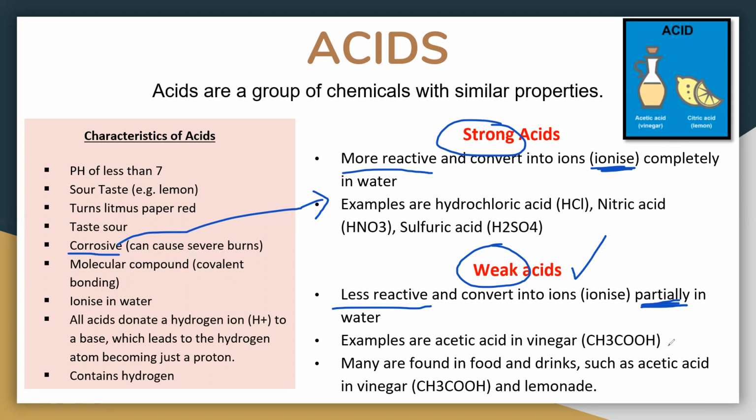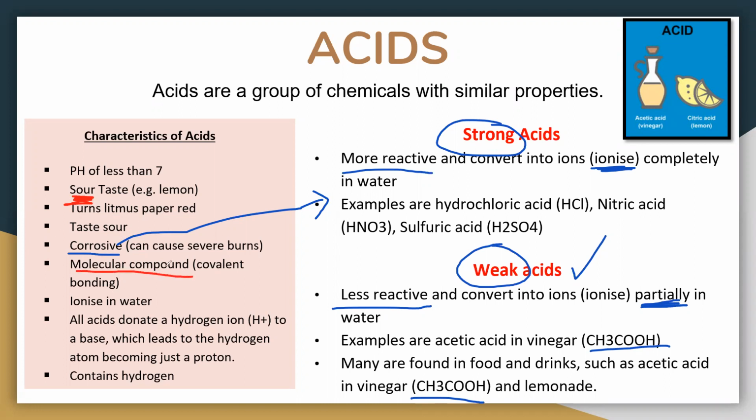Okay, and this is just the chemical formula for acetic acid in vinegar. Okay, some other characteristics of acids is that they have a pH of less than 7. And we'll have a look at the pH table in the next slide. They tend to have a sour taste. Okay, if you've ever had lemon juice without adding water to it, it's quite sour in taste. Okay, and the same thing can be said for vinegar as well. Turns litmus paper red. We're not too concerned with that point. The taste, again, we've talked about taste sour.